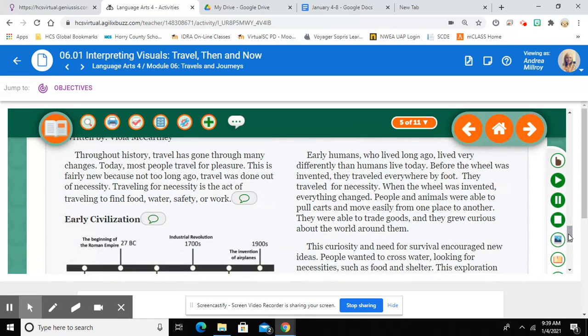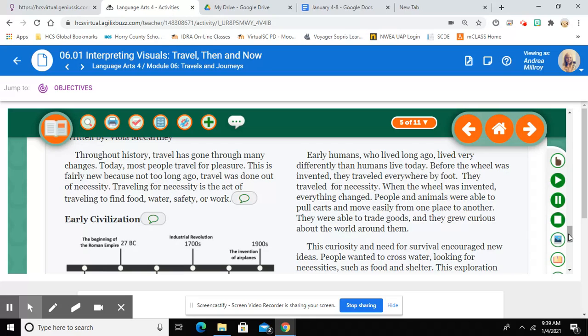Early humans who lived long ago lived very differently than humans live today. Before the wheel was invented, they traveled everywhere by foot. They traveled for necessity. When the wheel was invented, everything changed. People and animals were able to pull carts and move easily from one place to another.